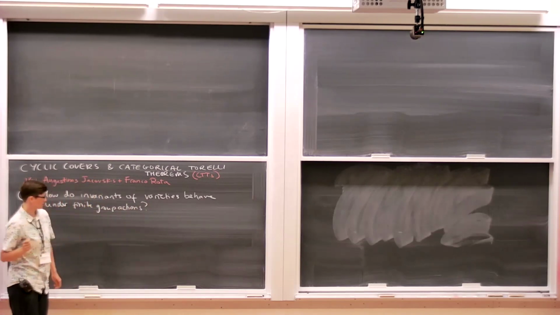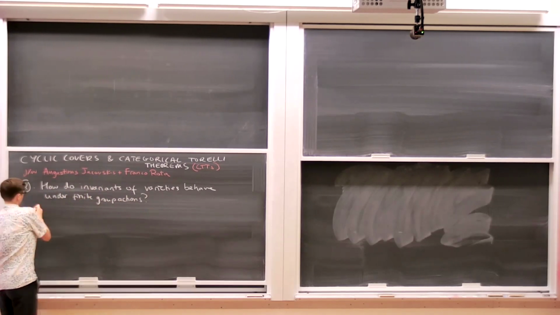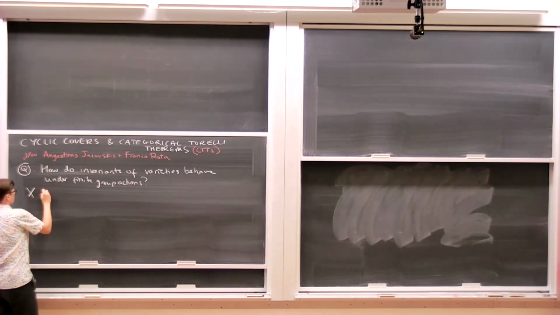So I just finished my PhD at the University of Edinburgh, and in my main project, I was thinking about this in the context of Bridgeland stability conditions. If you're interested in that, please come talk to me about it later. But today I want to talk about something else. This is joint work with Augustinus Jatsovskis and Franco Rota, something we put on the archive back in October.